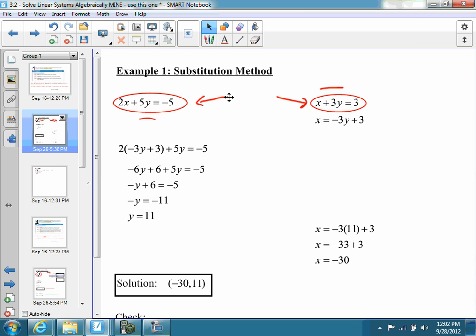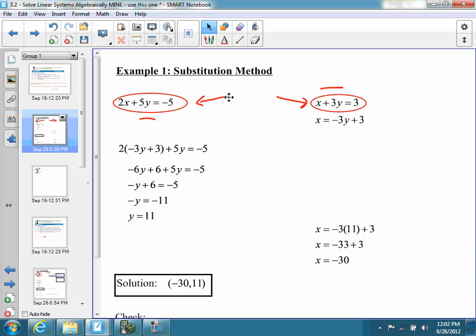The substitution method works best when I have one variable that has a coefficient of 1. If all of them have coefficients greater than 1 or less than 1, but not 1, it's easier to use another method, which we're going to talk about in a minute. But when one of them is equal to 1, it makes it really easy to use the substitution method.